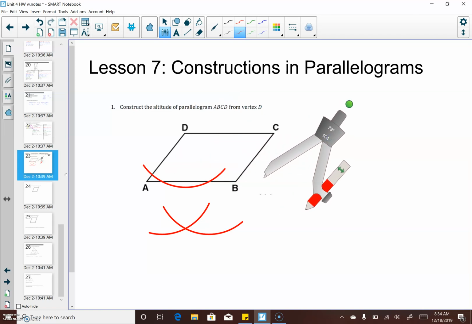You keep your compass the same exact size to make your next two arcs from each of those intersection points. And then our altitude is going to be that line from vertex D down through that intersection point, and that creates our altitude and our right angle.